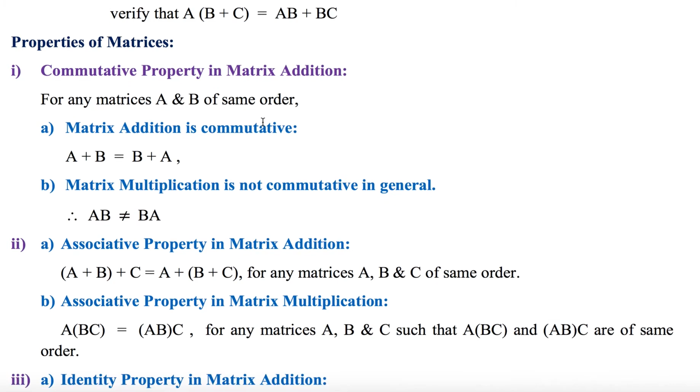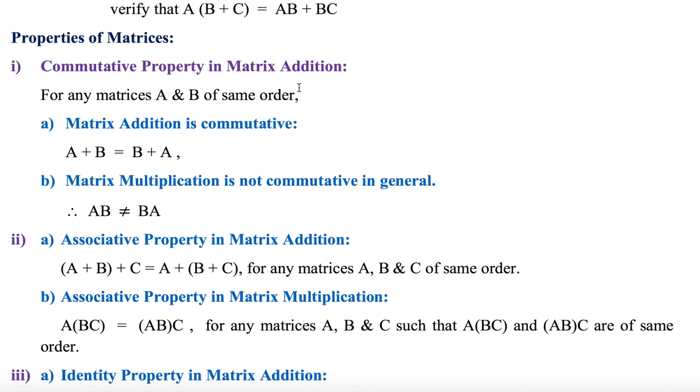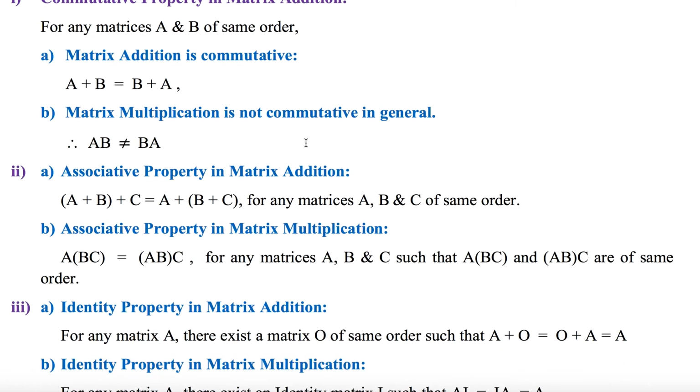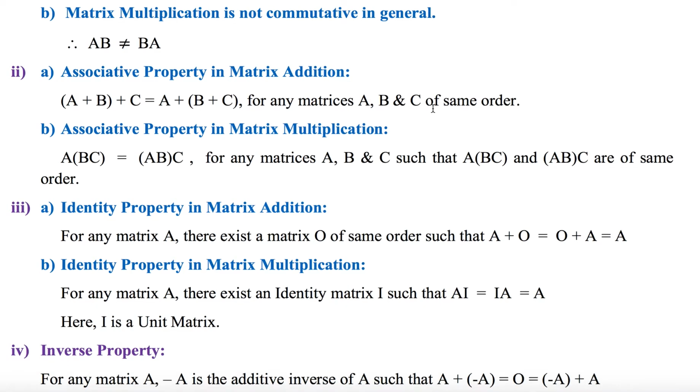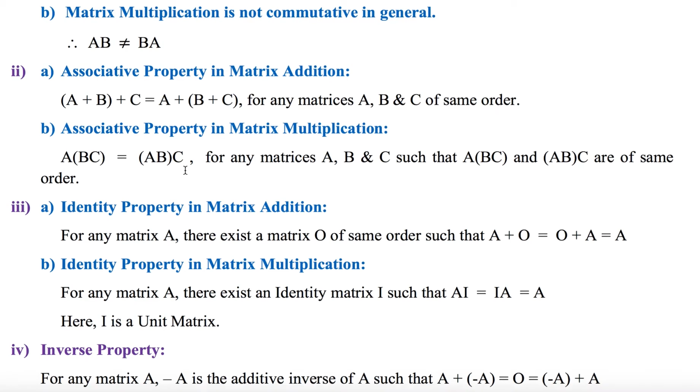Properties of matrices. Commutative property in matrix addition: for any matrices A and B of the same order, matrix addition is commutative. A plus B equals B plus A. Matrix multiplication is not commutative in general, that is, AB is not equal to BA. Associative property in matrix addition, that is valid: (A plus B) plus C equals A plus (B plus C), for any matrices of the same order. Associative property in matrix multiplication: A into (BC) equals (AB) into C.